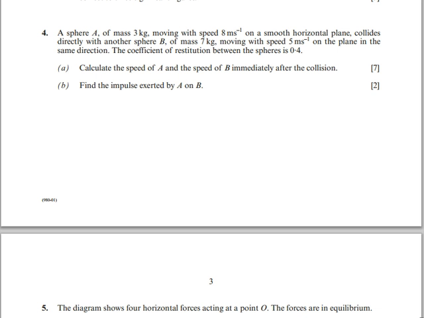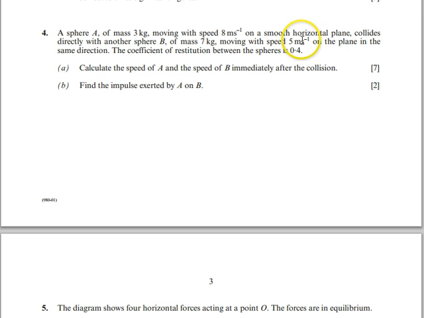Okay guys, let's have a look at question 4 now. For A we're going to do first. Here's the question. We've got two spheres. One of mass 3 kilograms moving with 8 meters per second on a smooth horizontal plane collides with another sphere of mass 7 kilograms moving with a speed 5.